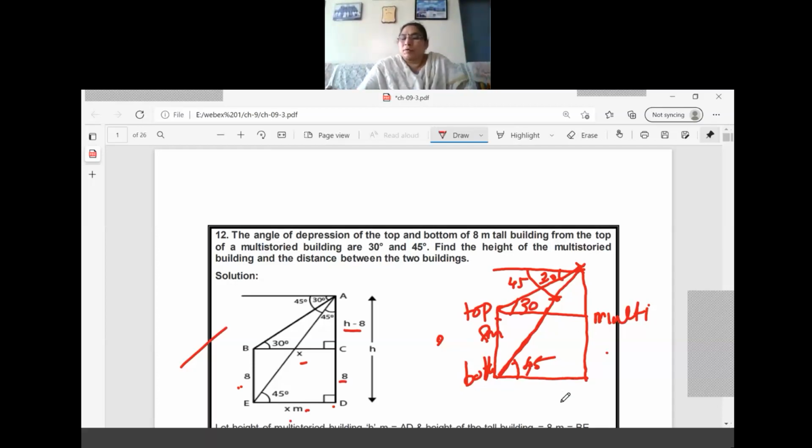Now here also we have to get two right triangles. Which are the right triangles in the diagram? BCA and EDA only. So BCA and EDA. This much if you understood, then you can do the calculations very easily.